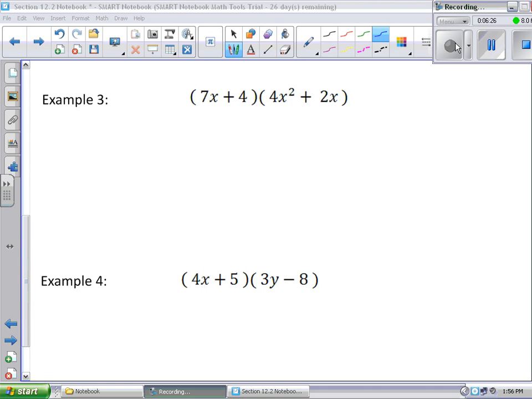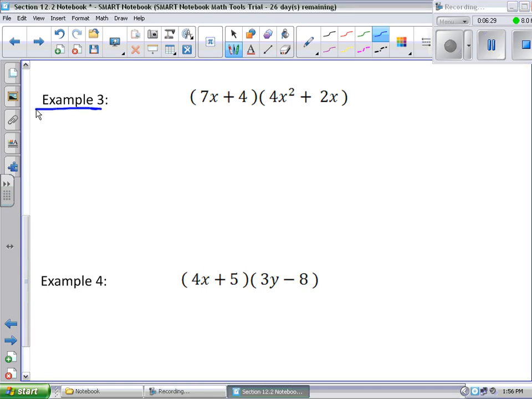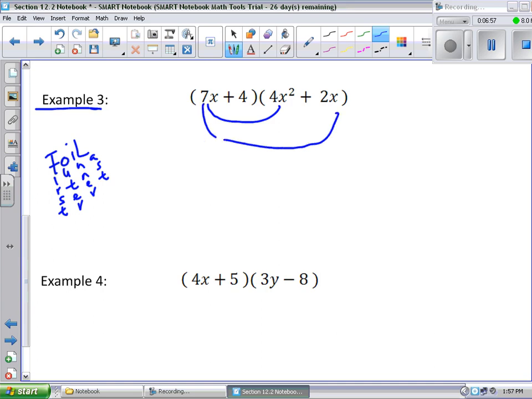Example 3. When we multiply two binomials together, we often use the term FOIL and call the first, the outer, the inner, and the last. It's just a way of describing the actions that we're doing. We're multiplying the first term of each binomial, then the outside term of each binomial, the inside terms, and the last terms.